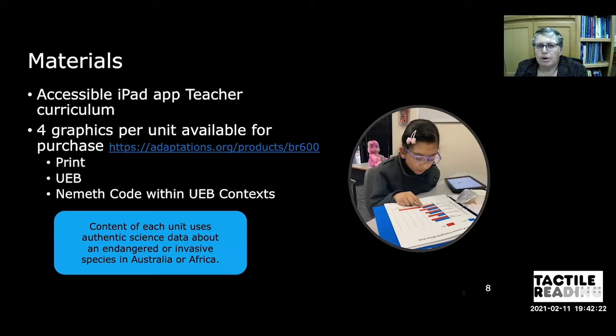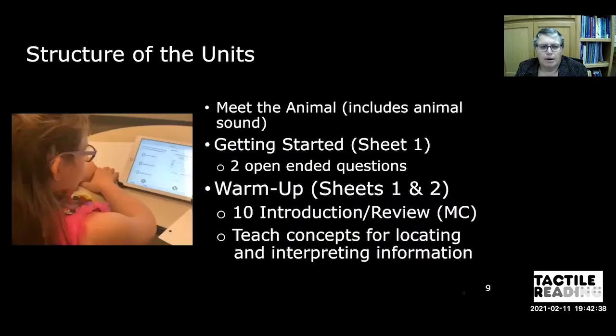And I think it's important for you to know that each unit has an animal that it's focused on, and the content about that animal is authentic science data about endangered or invasive species in Australia or Africa. So we'll go on to the next slide, and we're going to talk about how the units are structured.